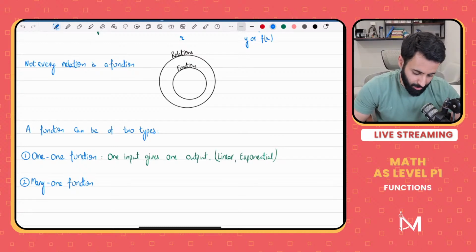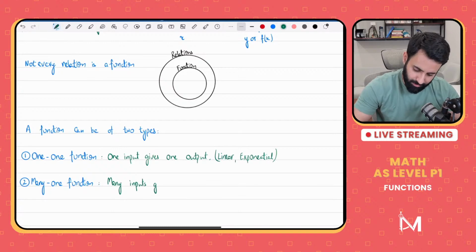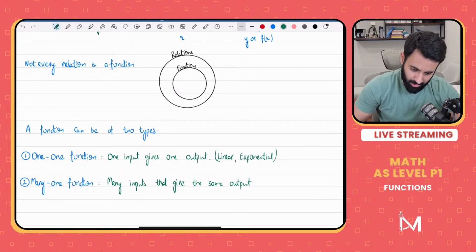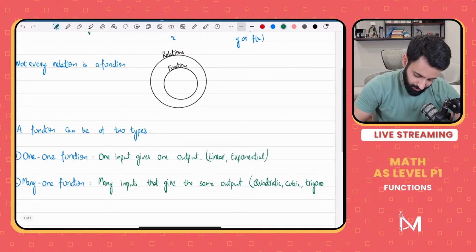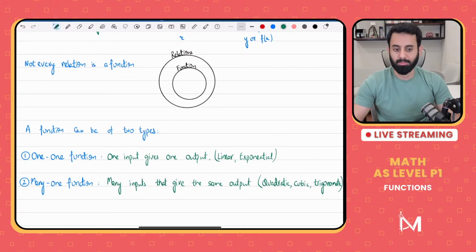Okay, a many-to-one function is where you have many inputs, where there are multiple inputs that give the same output. Can anyone give me an example? Many values of x that give you the same output. Yes, that is correct. An example would be a quadratic. A quadratic is an example of a many-to-one function, as are a cubic and even trigonometric functions. So these are all examples of many-to-one functions.